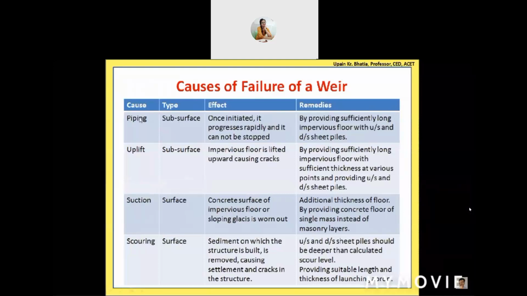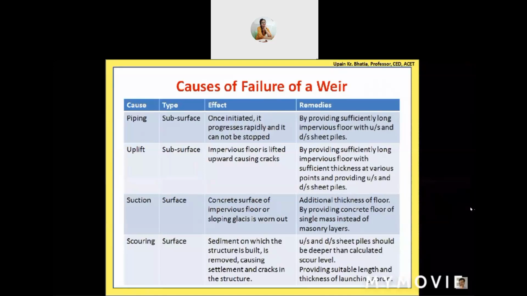So the first two causes are of the subsurface flow type, and the further two causes are due to the surface flow. Okay, so what are their effects? Due to piping, if the failure is initiated once, it progresses very rapidly and cannot be stopped. Once the piping failure has just begun, it is very, very difficult to stop the progression of this failure. You cannot prevent the overall failure of the structure.